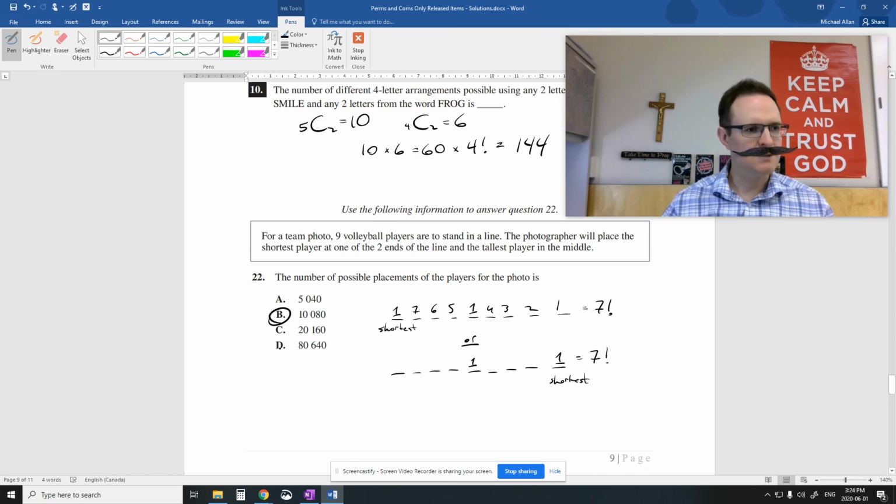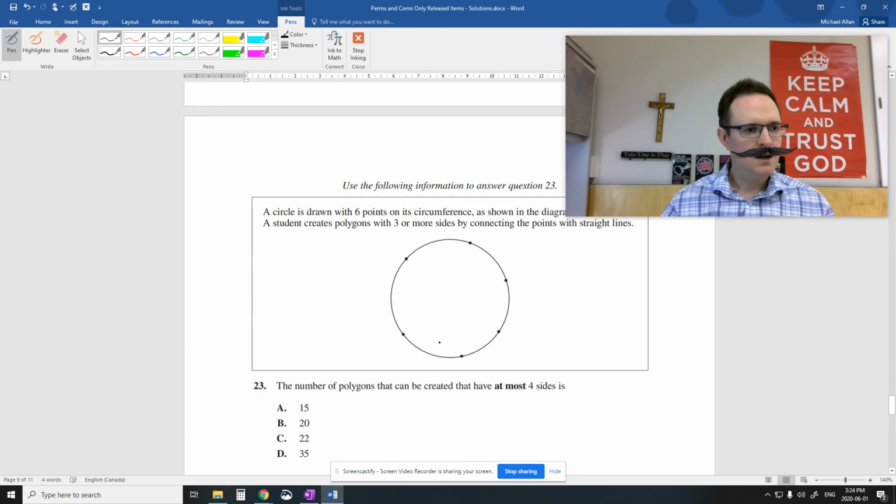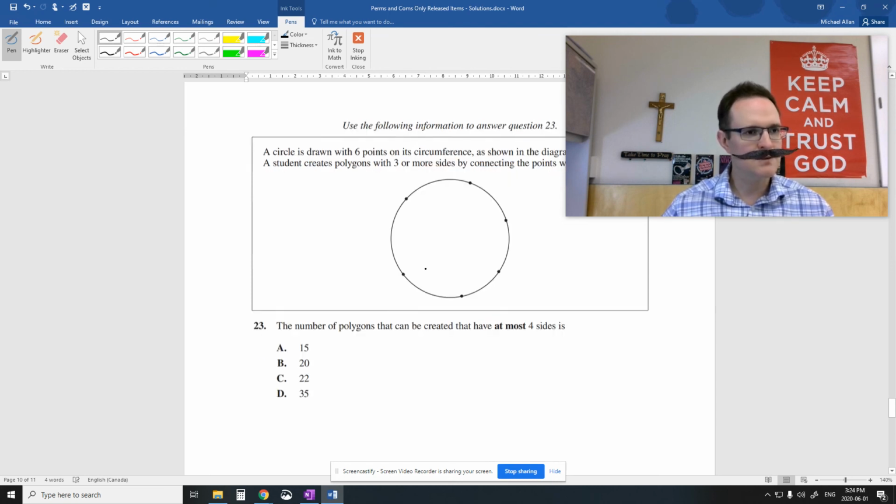Cool. I don't know how you got these bigger ones over here, but that's the way I would do that one. Pretty good. How many polygons can be created that have at most 4 sides in this situation? So a polygon is created just by picking points and then connecting the dots, right? So at most 4 sides, polygons can be created here. So if I pick these 4 points, it doesn't matter the order I pick them, it's going to be the same polygon. Okay, so it's going to be a combination question.